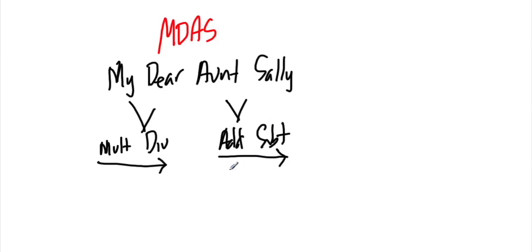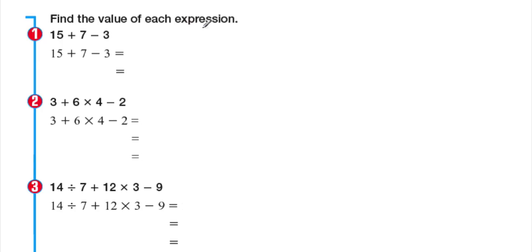Same thing with addition and subtraction. When you see both in the same problem, you always go from left to right. If subtraction comes first, then you subtract first before you add. And if addition comes first before subtraction, then you add before you subtract. Let's take a look at some examples and see how the order of operations works.